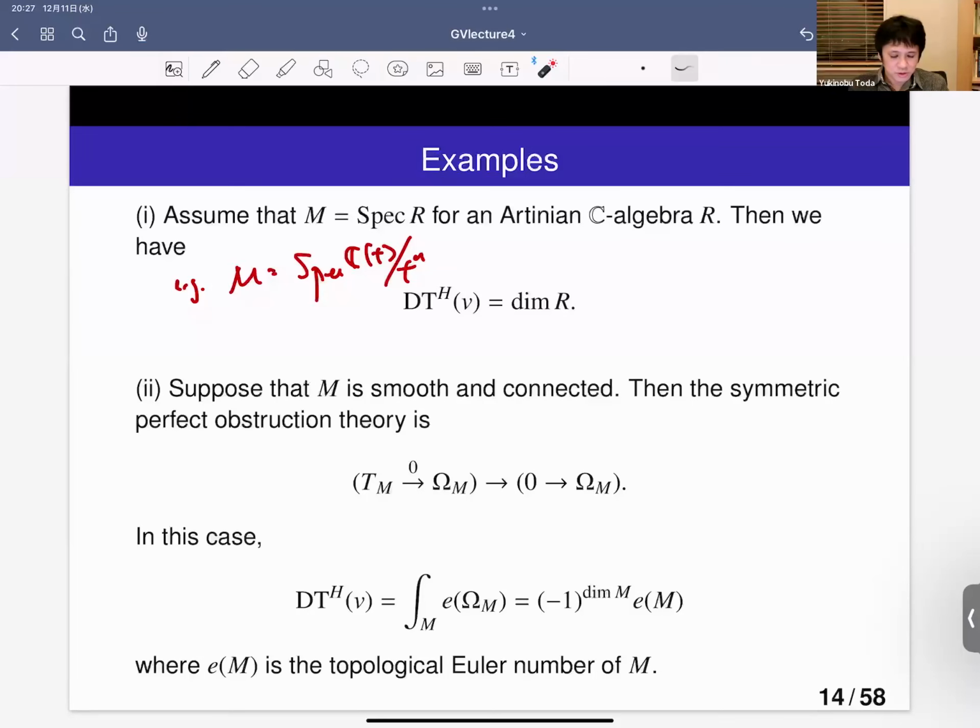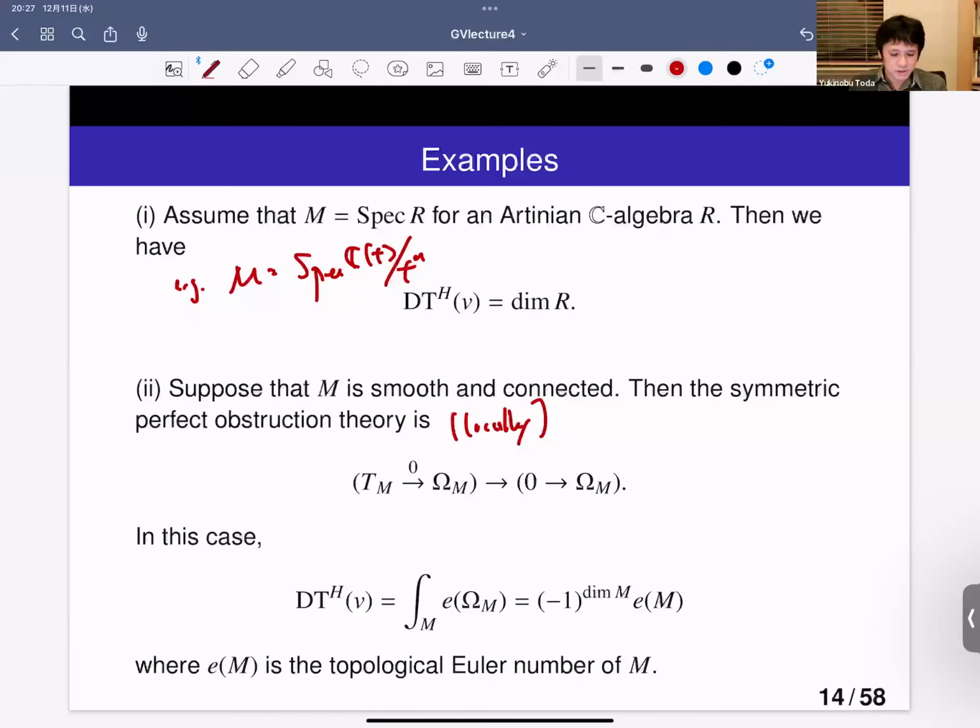As another example, which is somehow an extreme case, let's assume that M is in fact smooth, but may have some positive dimension. Then in this case, we can see that the symmetric perfect obstruction theory is in fact given this way. At least this is true locally, but let's assume that this is also true globally.